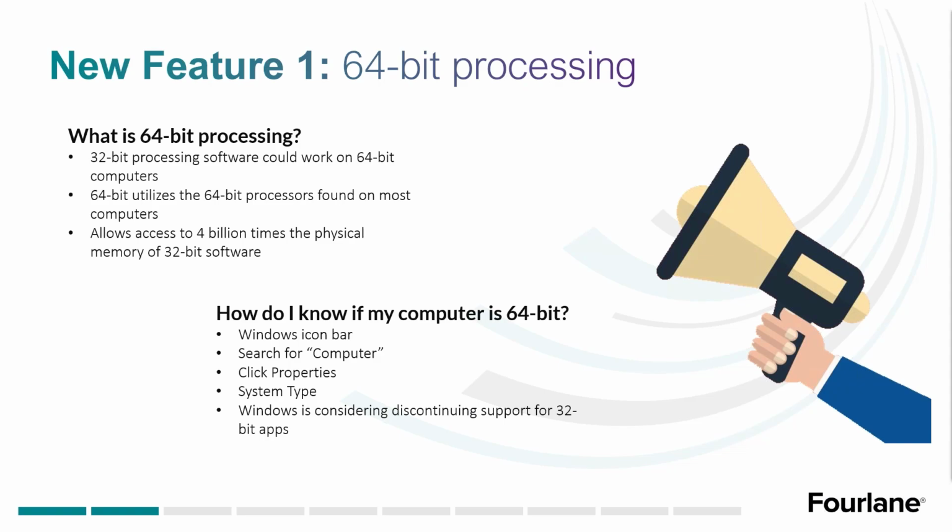So how do I know if my computer is 64-bit? You can go into the search panel on your Windows icon bar, search computer, click on properties, and then under system type, it'll say 64-bit. As a reminder, Windows is considering discontinuing support for 32-bit apps. So it's a good time, right? Good time to move forward. So this is a big overhaul in the software.